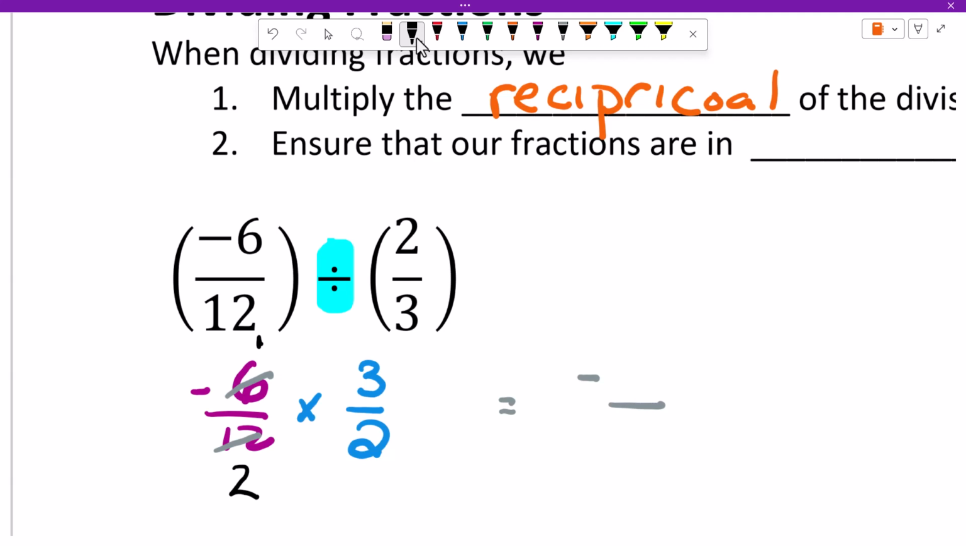So, multiply the tops together. 1 times 3 gives us a 3. Multiply the bottoms together. 2 times 2 gives us a 4.